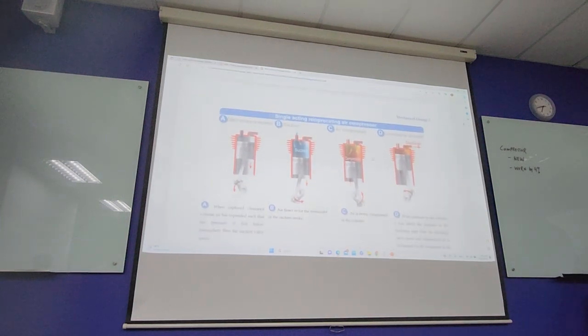Alright, and this is how the movement works for this single acting reciprocating air compressor. As you can see, when the piston is moving down, it actually creates a vacuum here, such that there is low pressure. Then the higher pressure from outside will enter the cylinder, and after that, the piston will push in and press out all the air.